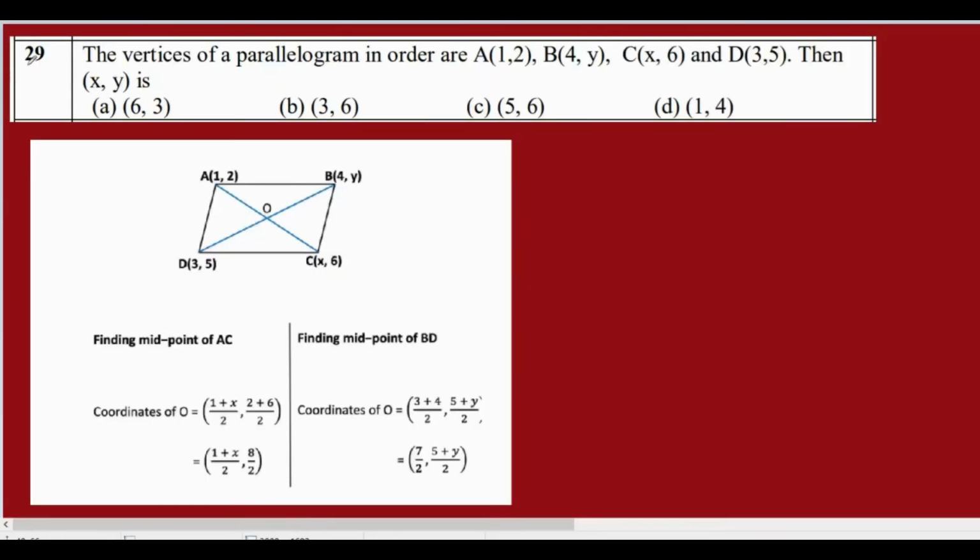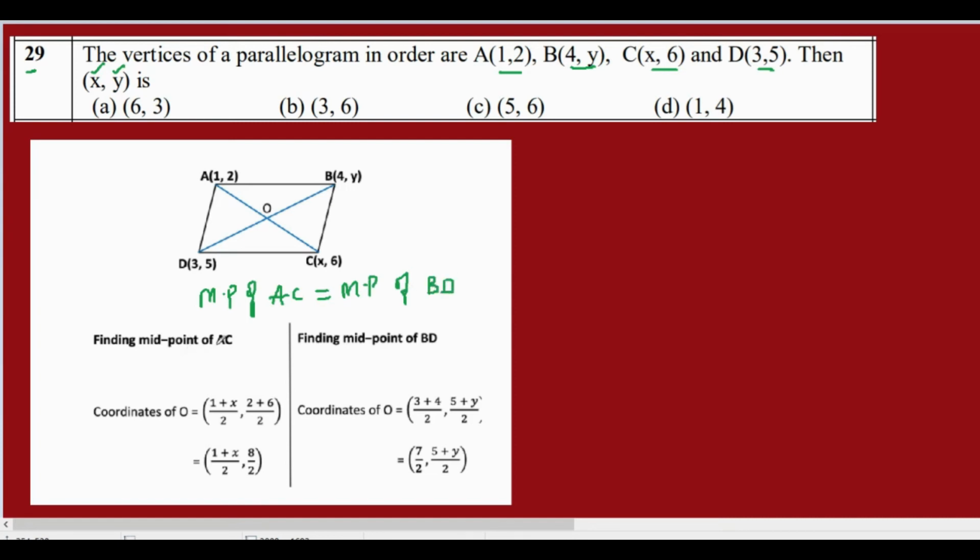29th question. The vertices of a parallelogram in order are (1, 2), (4, y), (x, 6) and (3, 5). Then we have to find the value of x and y. We all know that in a parallelogram, diagonals bisect each other. So the midpoint of AC should be equal to the midpoint of BD. So this is very important. Midpoint of AC should be equal to midpoint of diagonal BD.